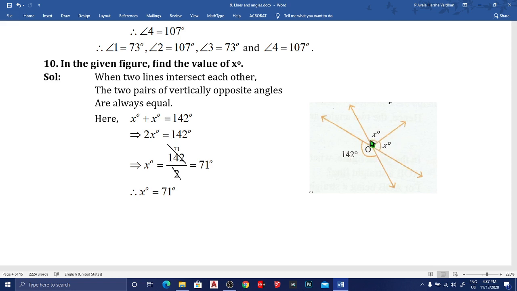By adding these two, it is equivalent to this one, because these two angles are vertically opposite to this angle, as these two lines are intersecting each other. And these two angles are also equal. By adding these two, this angle is equivalent to this one. So x plus x degrees is equal to 142 degrees. Therefore 2x is equal to 142, x is equal to 142 by 2, which is 71 degrees. So this is the x value here. Like that you can find.